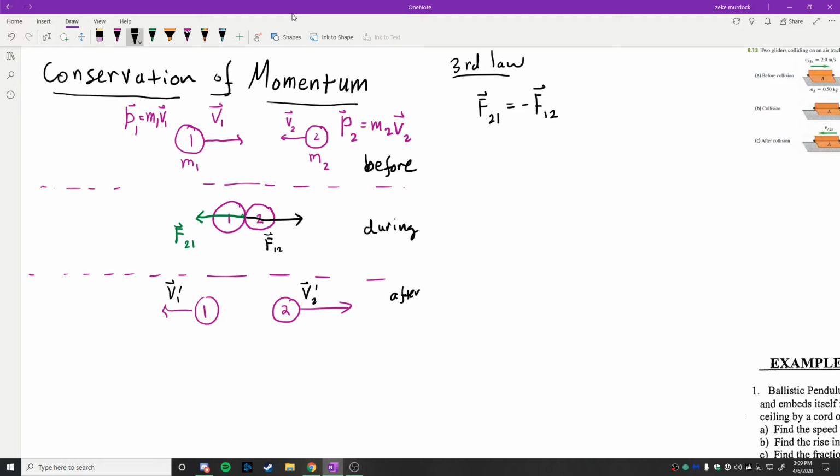In addition to having these velocities, that also means that this ball has a momentum that goes to the left as well. We can call that one P1 prime. And this one has a momentum that goes to the right. We can call that P2 prime.